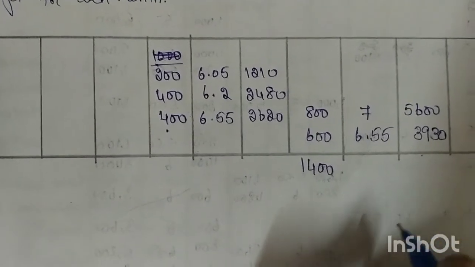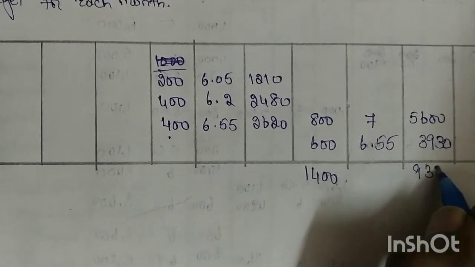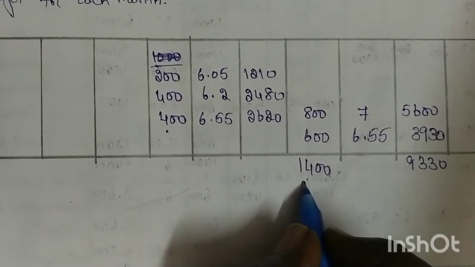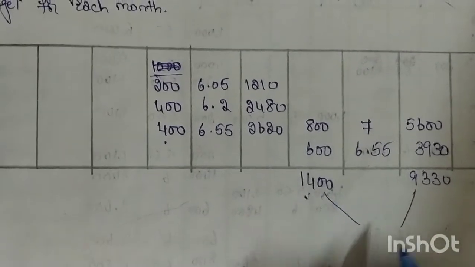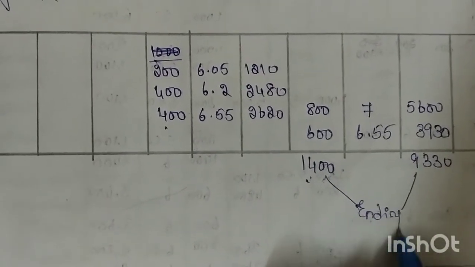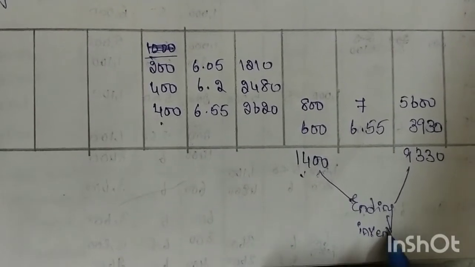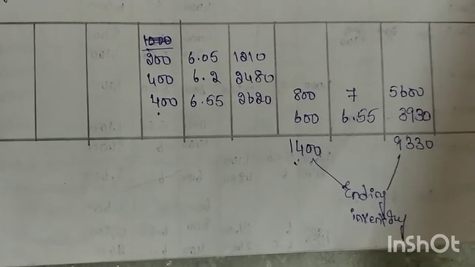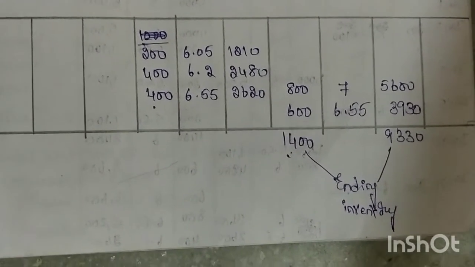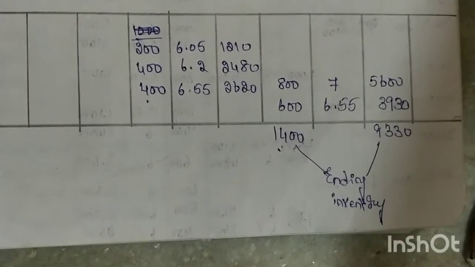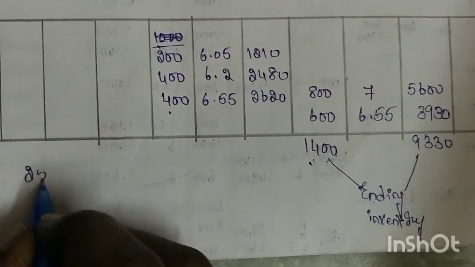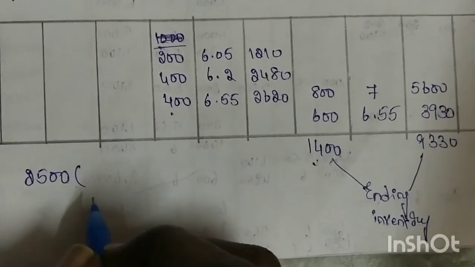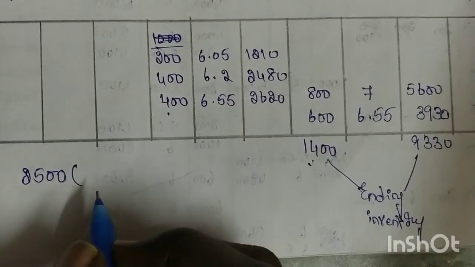That is, it will become 9330 will become the total amount for the 1400 units. So this is the ending inventory, value of ending inventory. And again they are asking value of goods sold, means whatever the issues we made, so those cost of goods sold we have to go for calculating. So the total goods which we have sold is 2400. So that is, we are issuing this 2400 is whatever the sales we have made.